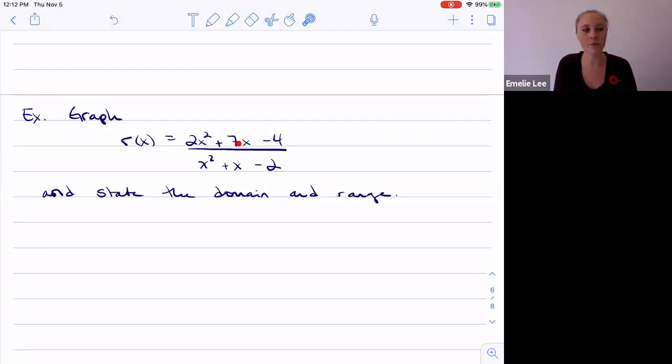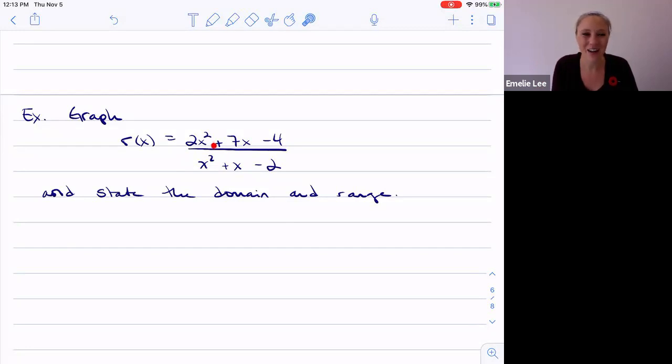So here we have a polynomial, degree 2, with a leading coefficient of 2, right? All things that are going to come up potentially later. Down here in the denominator, we've got a polynomial, quadratic, right? Both of these are quadratics. A polynomial degree 2 with a leading coefficient of 1. Okay.